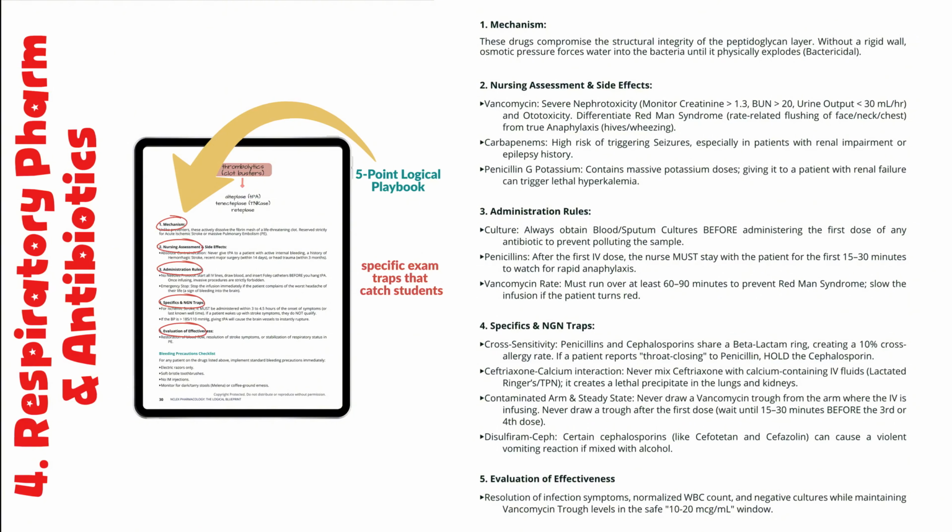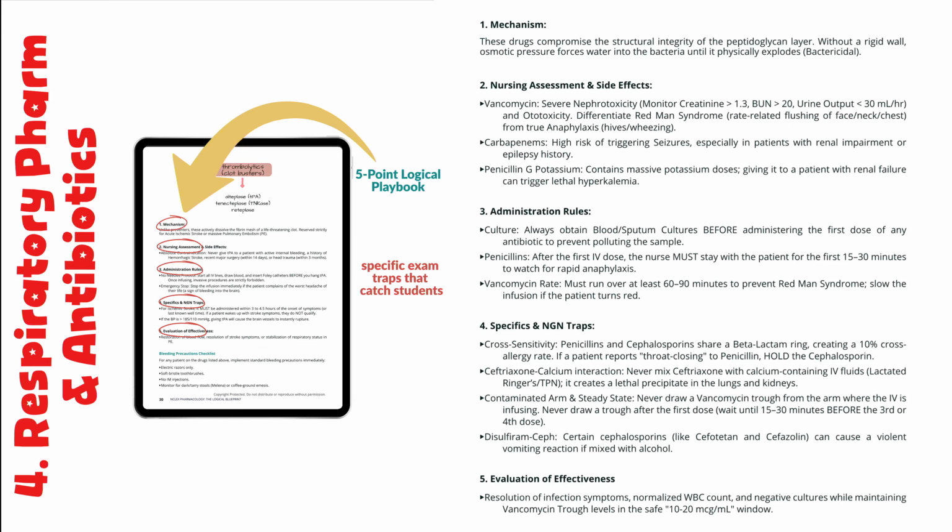Vancomycin is both nephrotoxic and ototoxic. Infuse it over 60 to 90 minutes minimum, or you risk red man syndrome, flushing of the face, neck, and chest from histamine release, not a true allergy. Slow the infusion if it happens. It's rate-related, not anaphylaxis. For trough levels, never draw from the arm the vancomycin is infusing into, and never draw a trough after the first dose. Steady state isn't reached until right before the 3rd or 4th dose. A trough over 20 with a rising creatinine means hold the dose and notify the provider immediately.